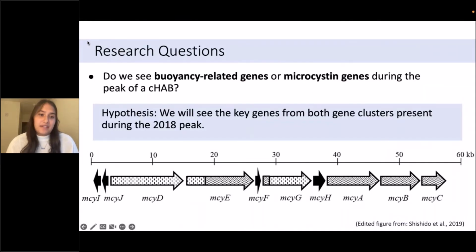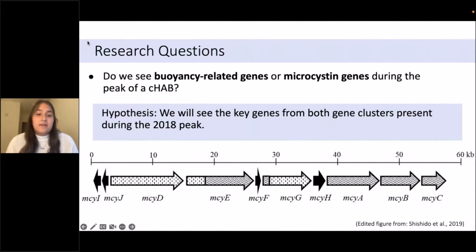So we know what type of data I was working with, but what exactly was I trying to get from that data? So my first research question was, do we see buoyancy-related genes or microcystin genes during the peak of a cyanobacterial harmful algal bloom? So we're interested in buoyancy and microcystins because these are two core components of Microcystis as a genus. Buoyancy is important because Microcystis can regulate its position in the water column depending on where optimal environmental conditions are. And then microcystins are the key toxins produced by Microcystis.